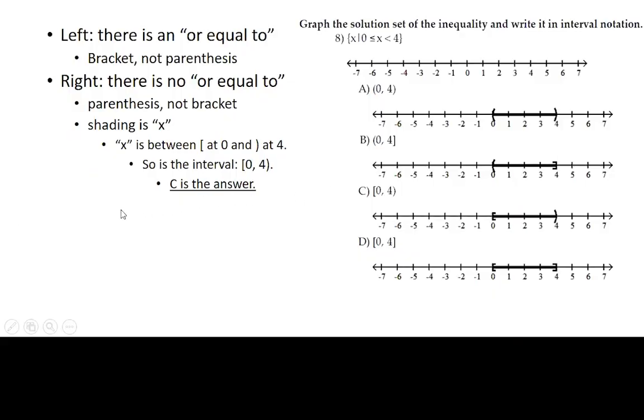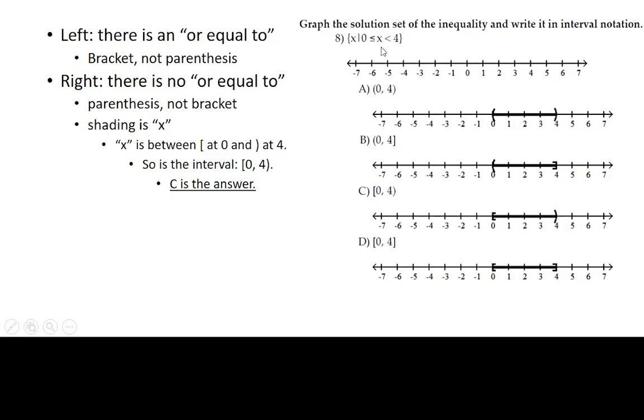Number 8, we want to graph the solution set of the inequality and write it in interval notation. We're given the set of all x such that x is between 0 and 4, including 0, not including 4, or 0 is less than or equal to x is less than 4.